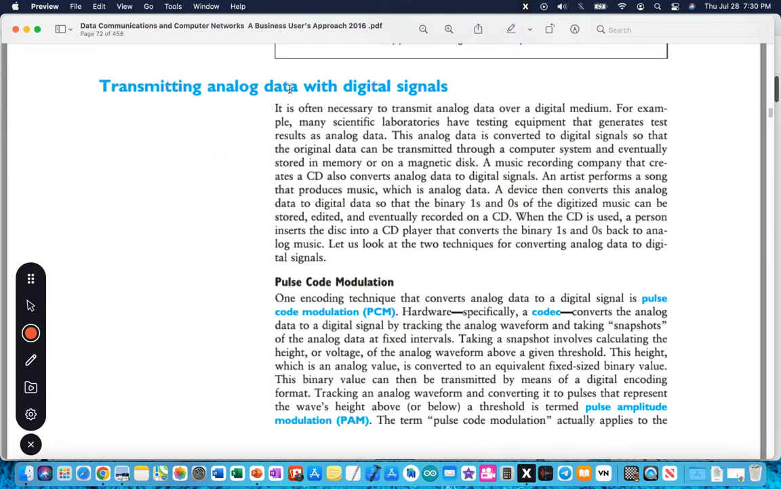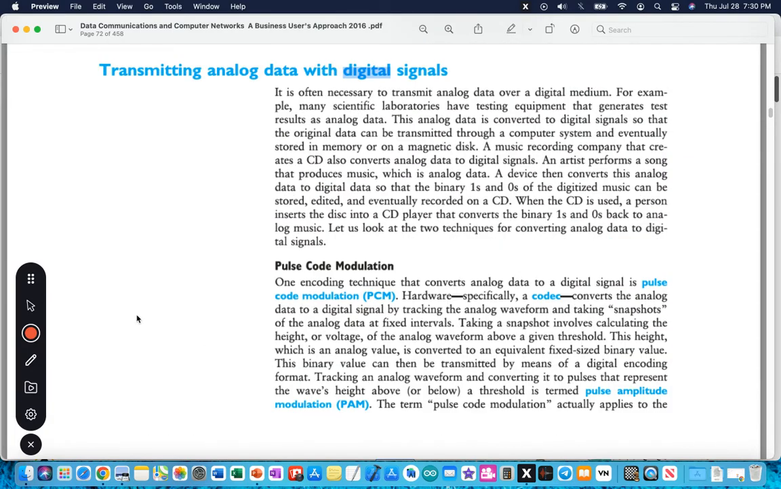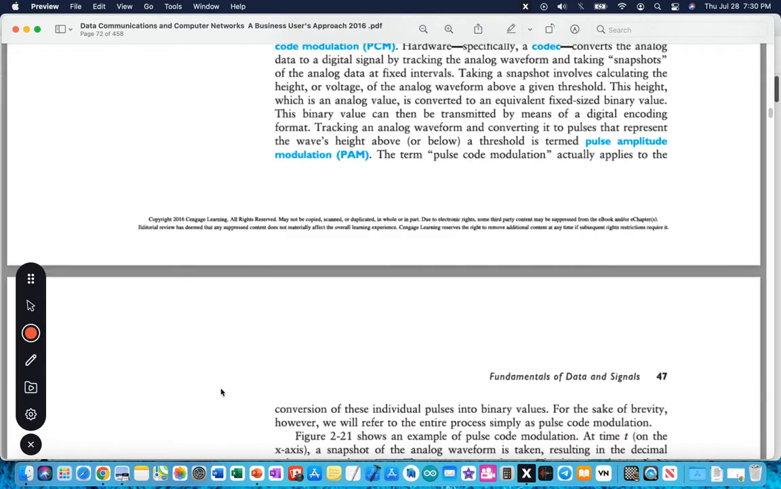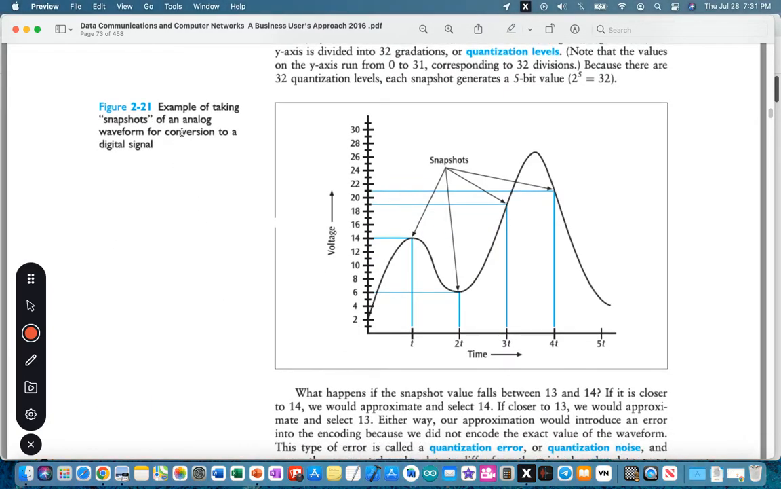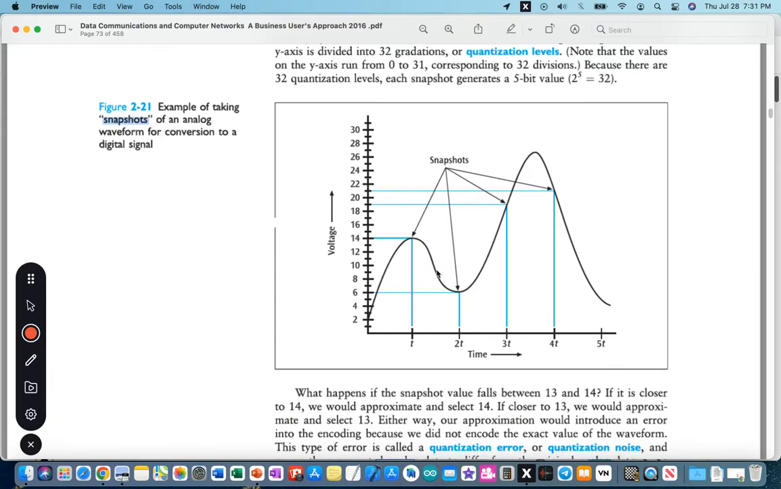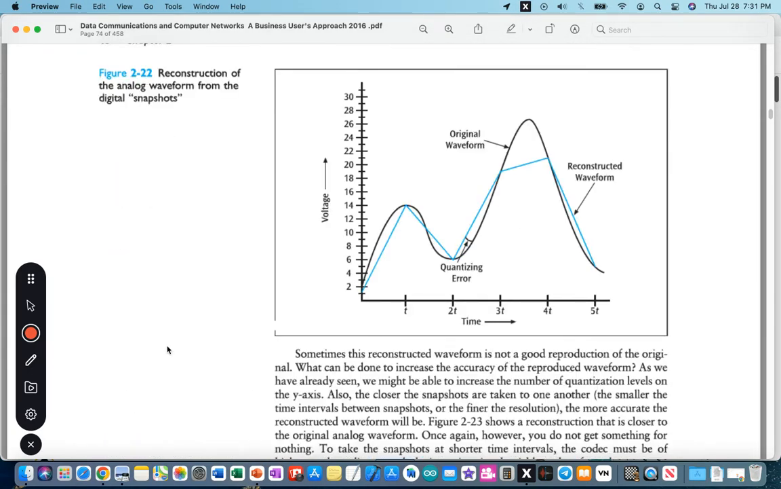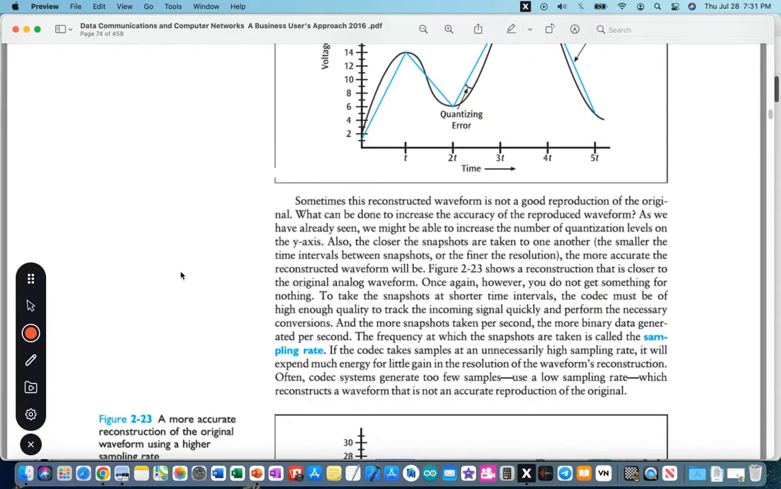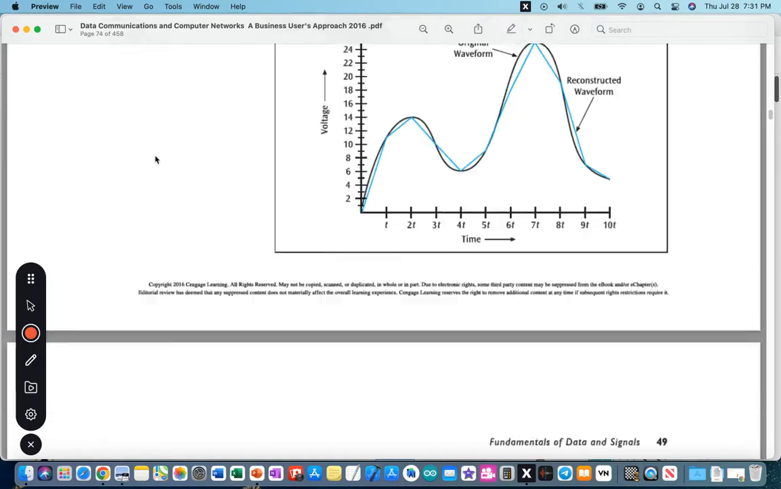Transmitting analog data with digital signals. So now we have to do pulse code modulation. The common source is analog, and we convert it to digital and save it or transmit it. We have pulse code modulation and pulse amplitude modulation, and here it shows an example of taking a snapshot of an analog waveform and conversion to a digital signal. All right, reconstruction, a more accurate reconstruction.